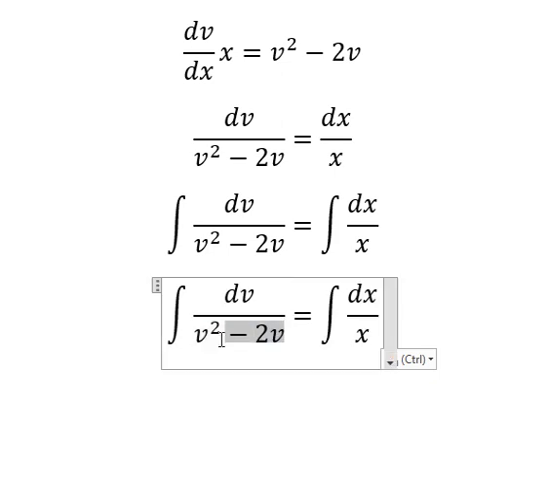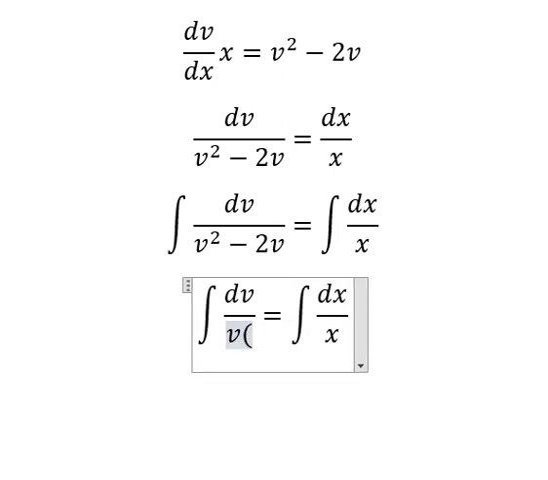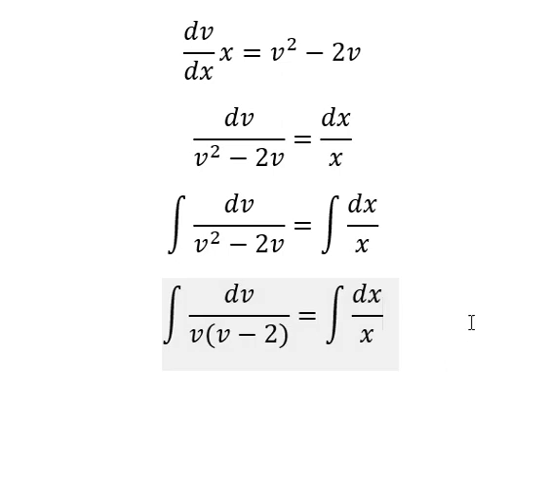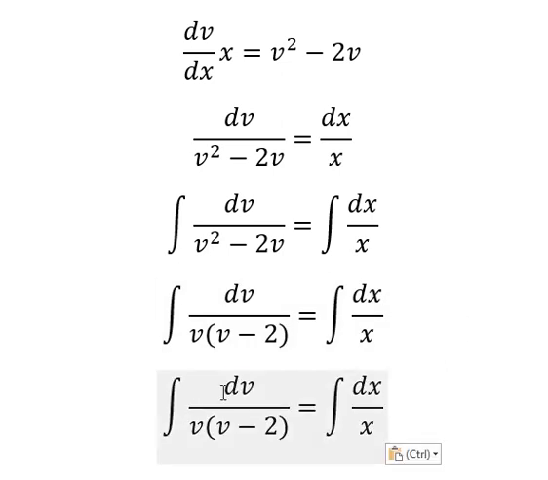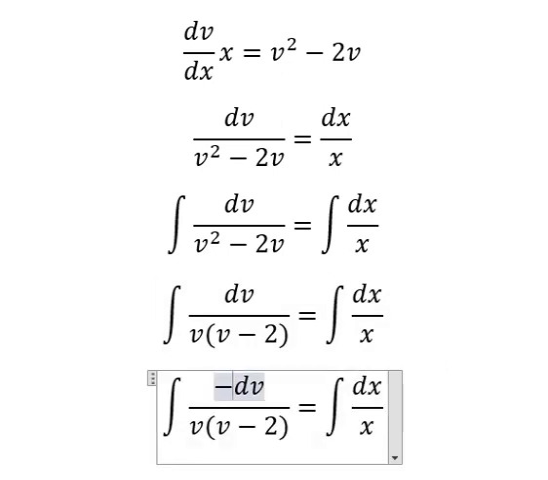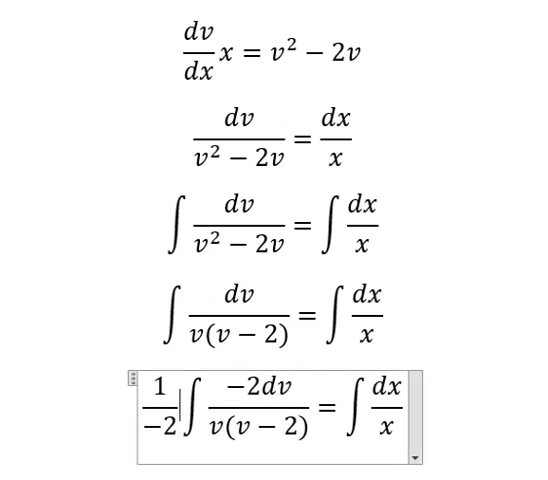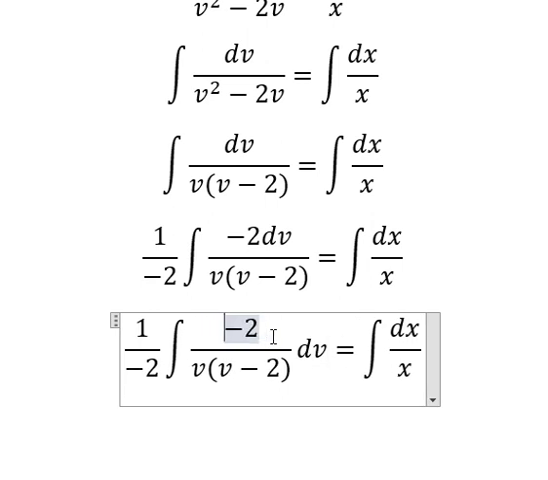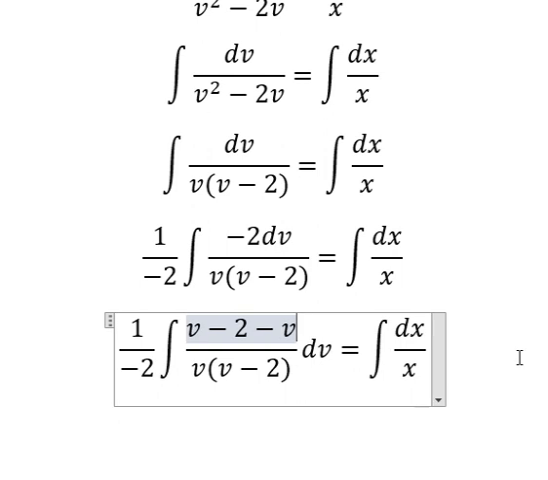So this one I will put v multiplied by v minus number 2. So I will put negative number 2 on the numerator and the denominator. dv I will put in here. So we need to add about v. Later that we need to minus about v.